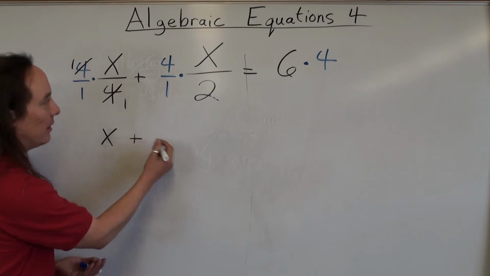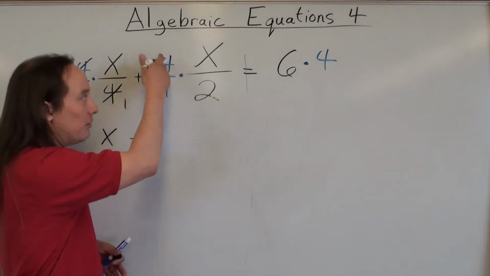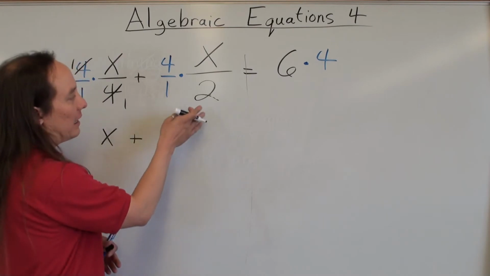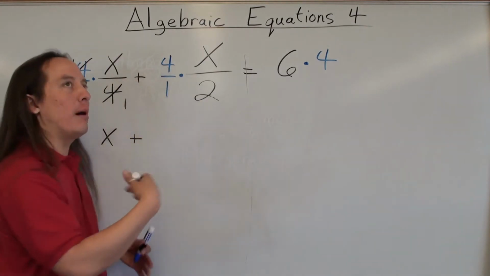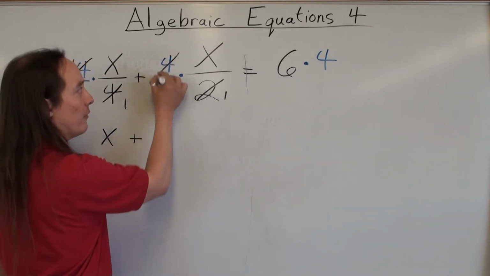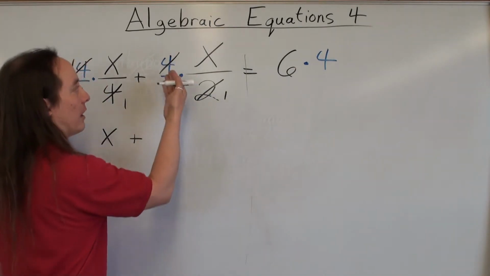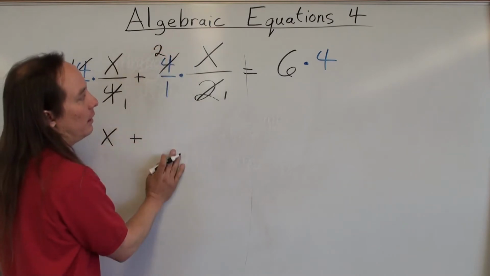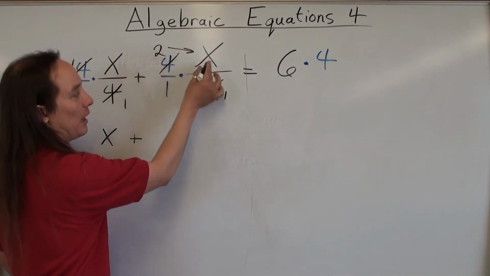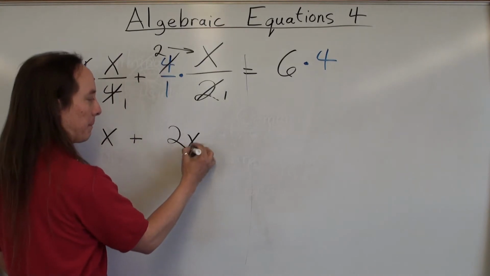So plus, and then I got to do the same thing over here, but these ones don't just give me x. There's a number left over. So let's see here. I can divide both of these numbers, the 4 and the 2, by 2. 2 divided by 2 is 1. 4 divided by the same number, 2. 4 divided by 2 is 2. Okay? And then I can go ahead and do my multiplication just straight across. 2 times x is 2x.